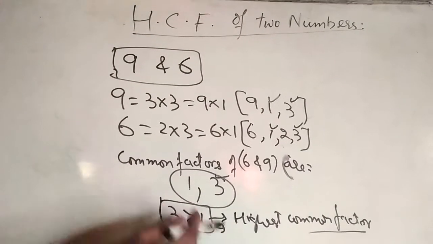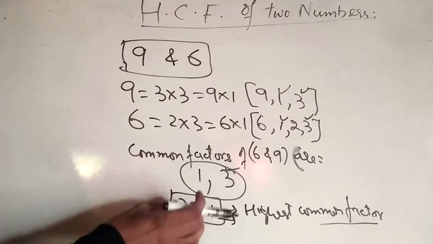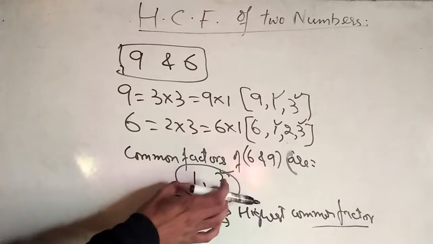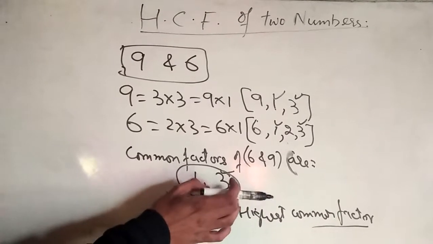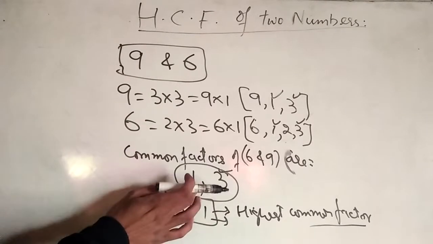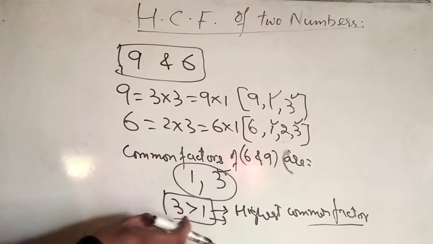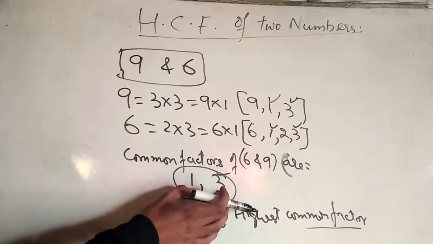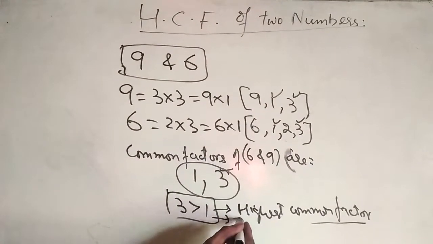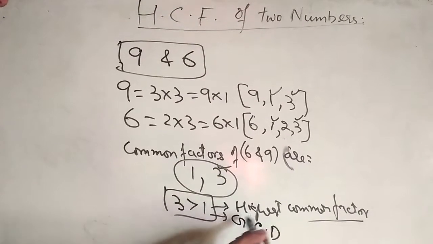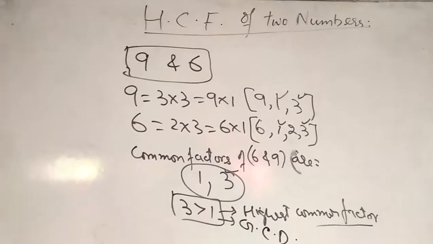common divisor, because as we stated above, a factor is a number which exactly divides a number. So 1 and 3 are common divisors of 9 and 6. Thus 3 is the greatest among the common divisors. So 3 can be said to be the greatest common divisor, GCD.